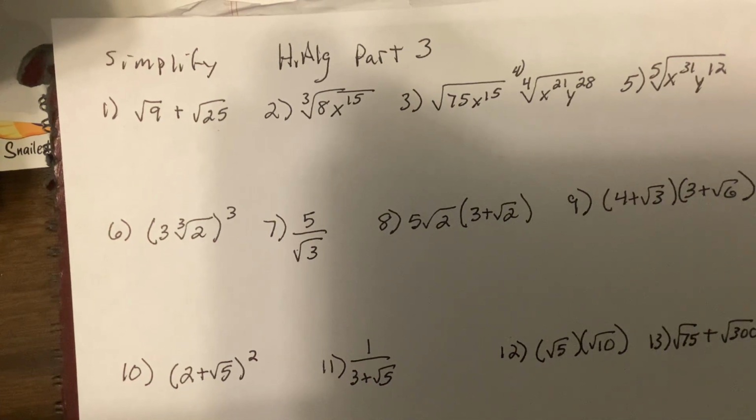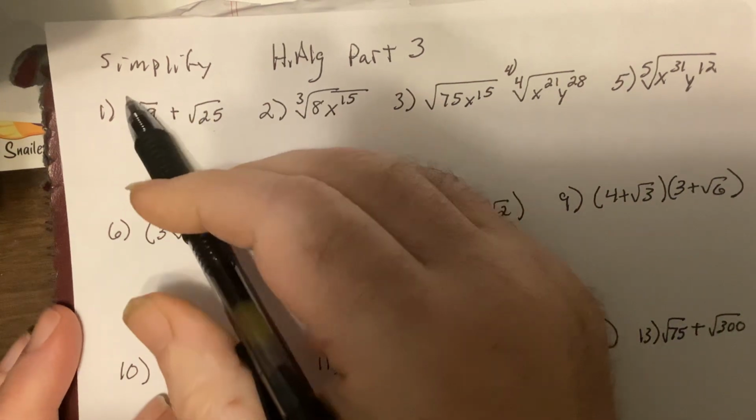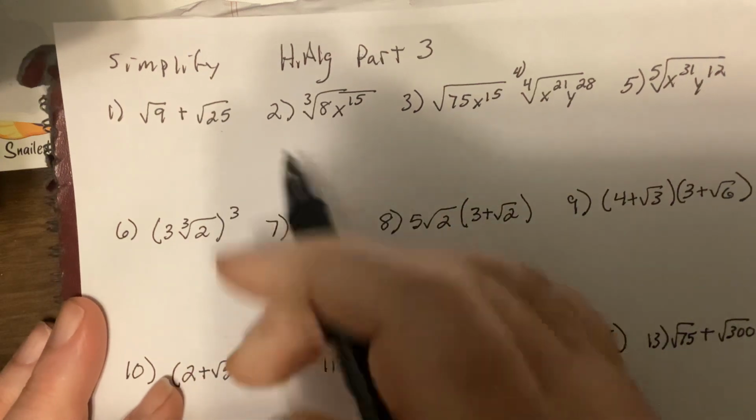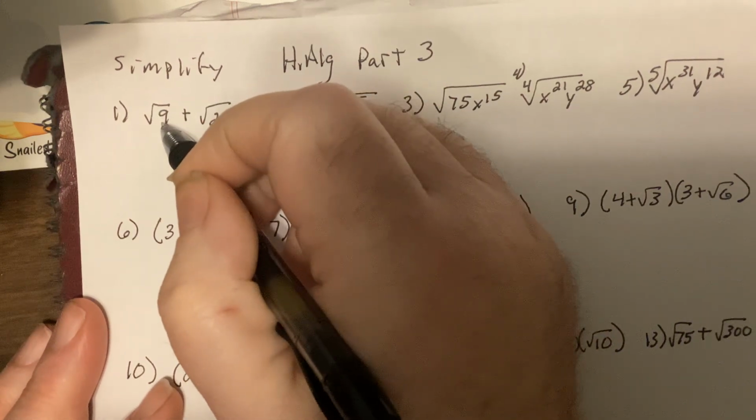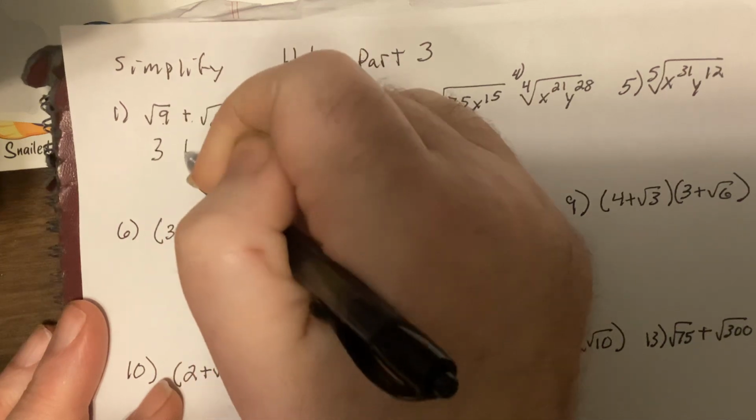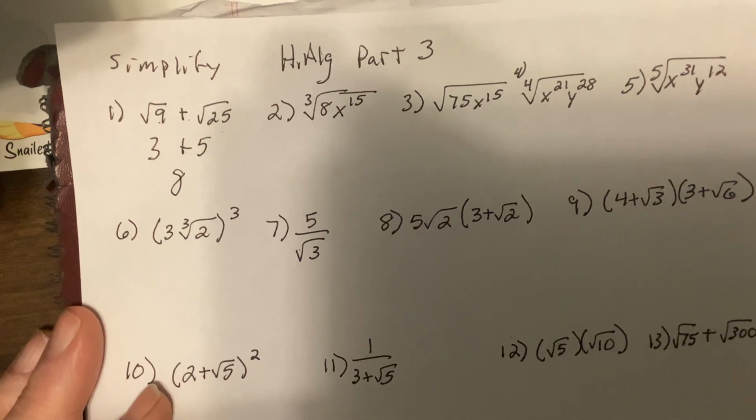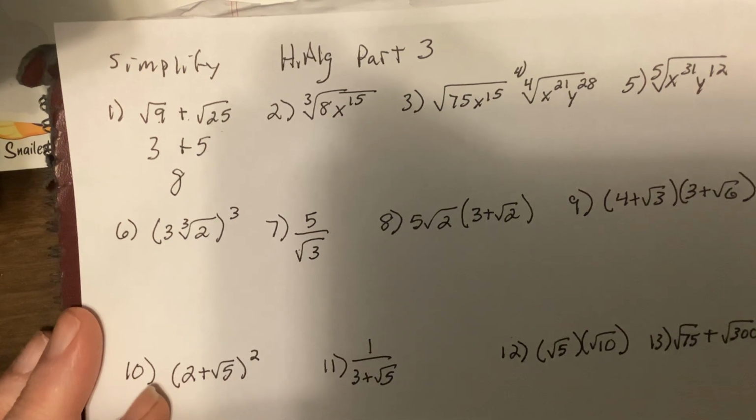Okay, let's see what you remember about radicals. So remember, if the index is not shown, it's assumed to be square root. So this would be the square root of 9 plus the square root of 25. 3 plus 5 is 8.